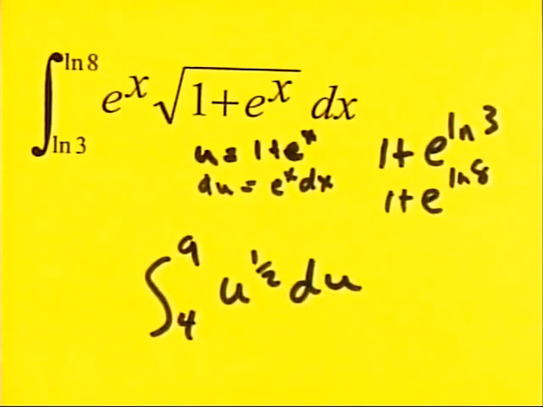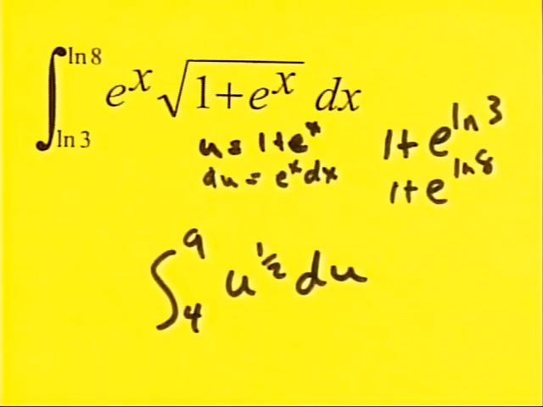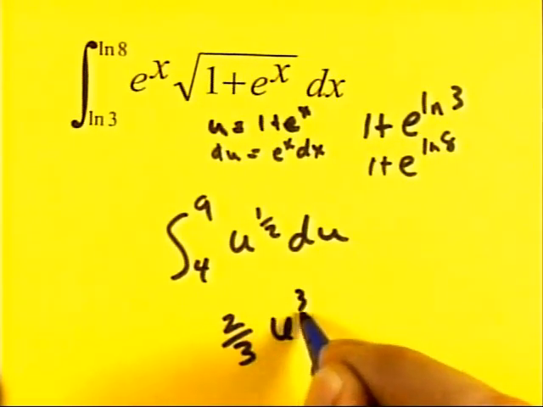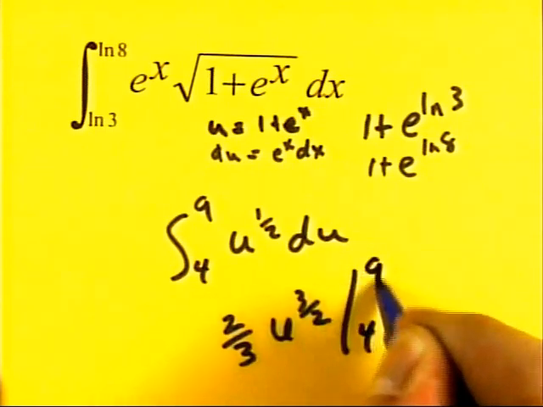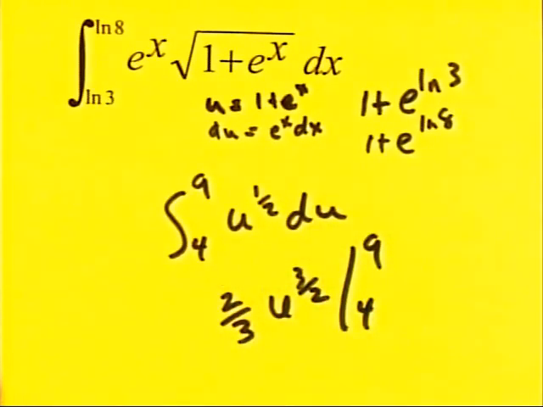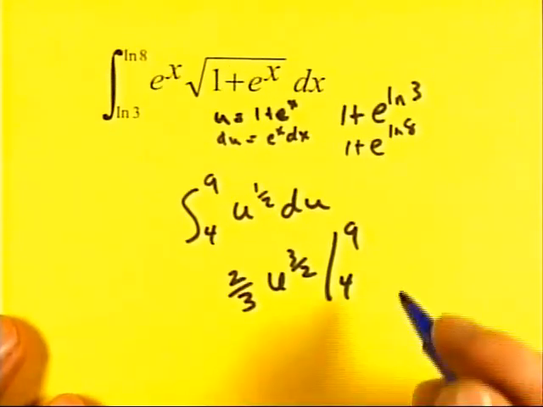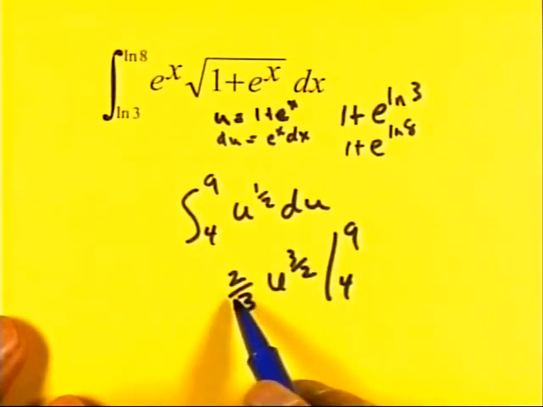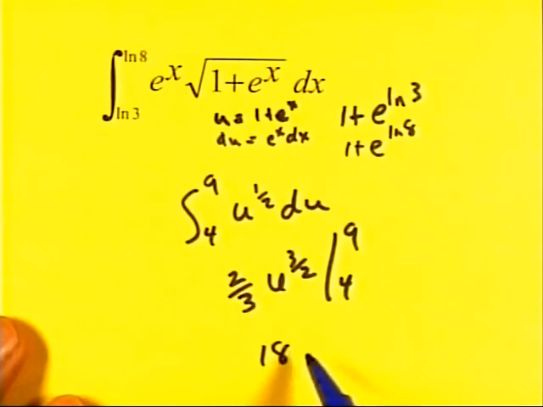Okay, keep going. Now integrate that. You have u to the 3/2 times 2/3. Then just plug in 9. 3 to the 3rd is 27, so 3 to the 3/2 is 27, times 2/3, that's 18, right? 18 minus the square root of 4 is 2 to the 3rd, which is 8. 8 times 2 is 16, divided by 3, something like that.